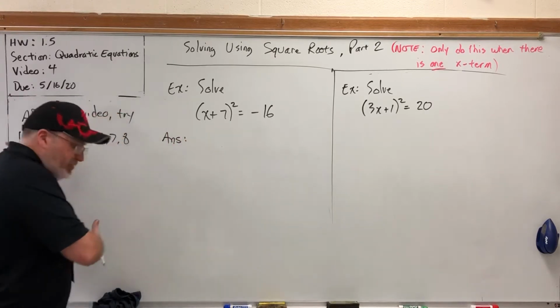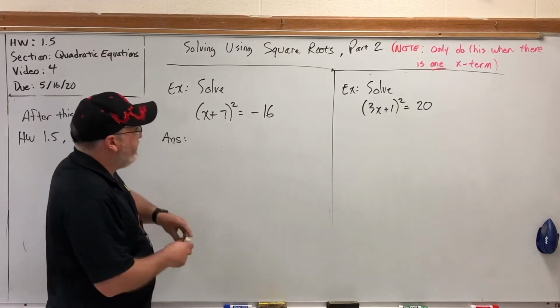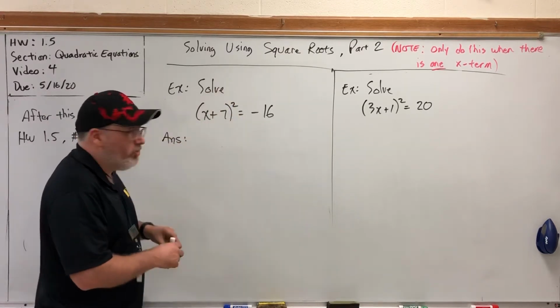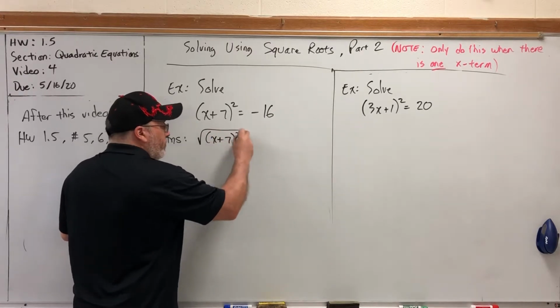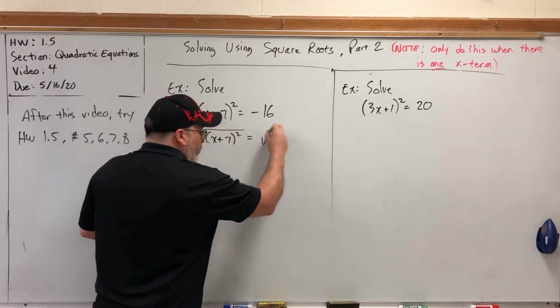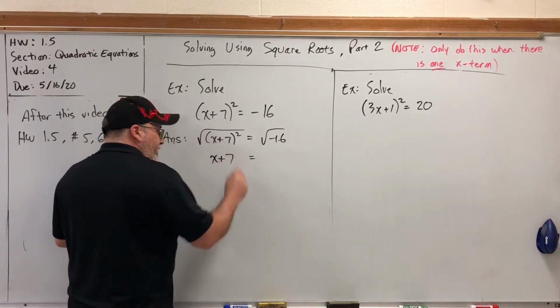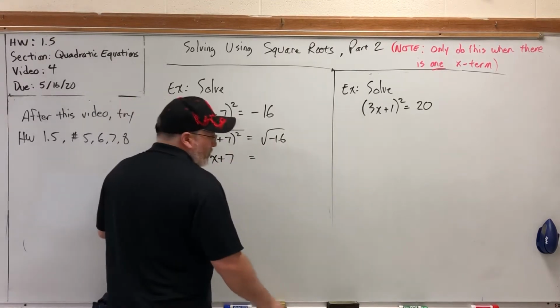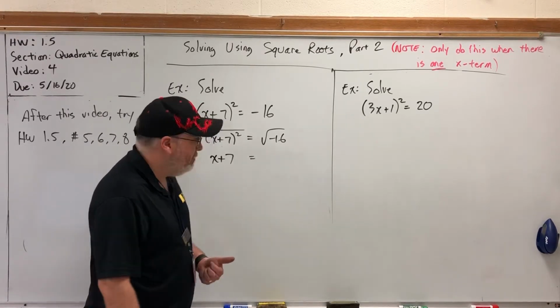I've already erased the steps, but remember the first one was, if necessary, isolate the square. There is nothing outside of the square over here, so I can jump right in and square root both sides. So if we square root (x + 7)² and square root the -16, on the left side we cancel the square and get x + 7, and on the right side, the square root of 16 is 4, but what's the square root of -16? 4i.